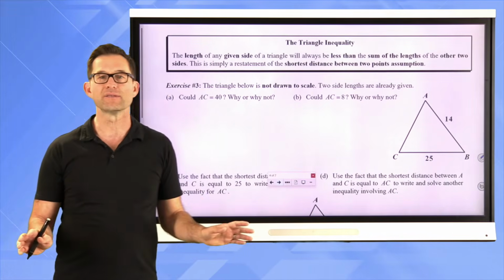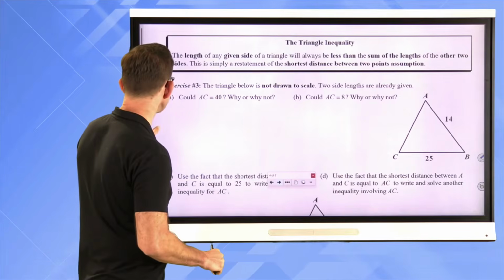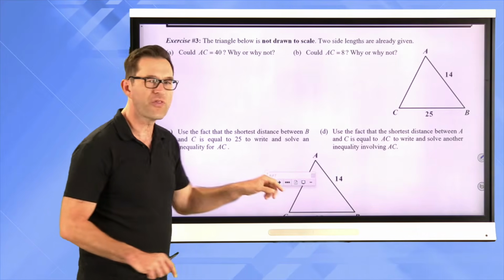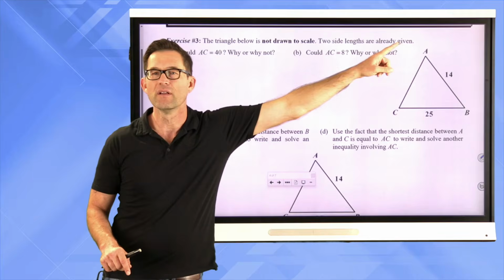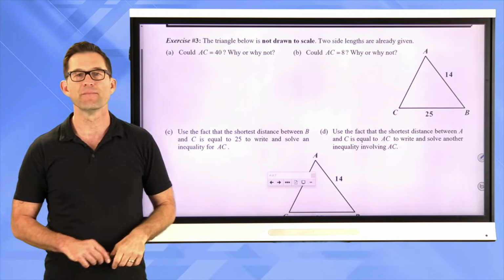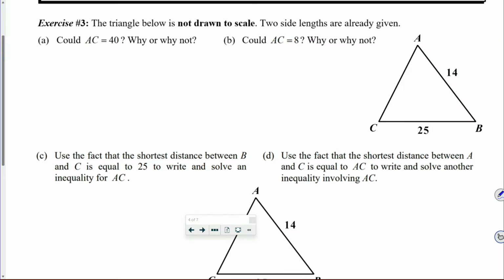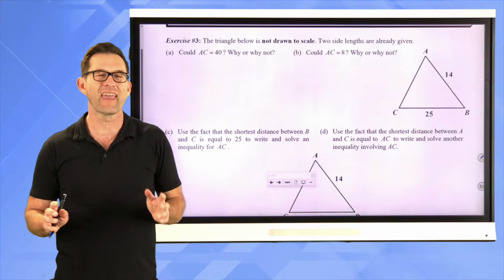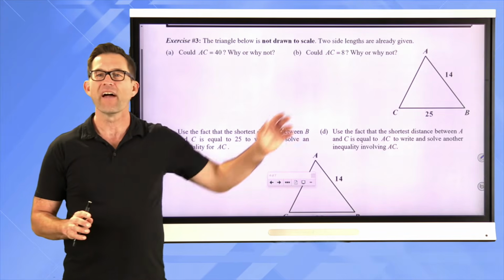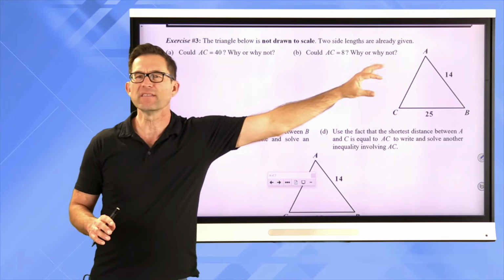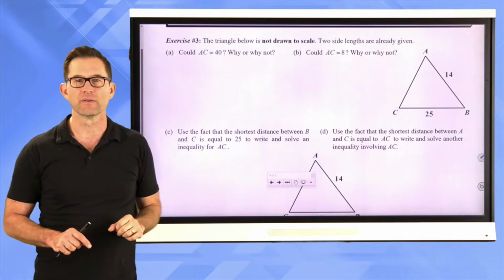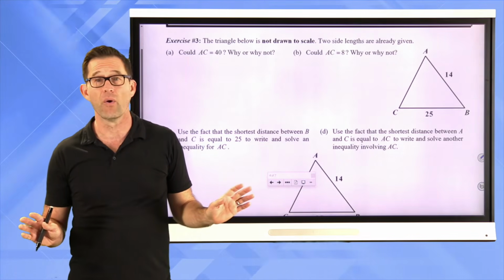That's all it is. So let's take a look at exercise number 3, where we think about the possible lengths of side AC. The triangle below is not drawn to scale. That's really key. Not drawn to scale means that you can't base how big length AC is on other stuff that you see in the picture. But the triangle inequality is still going to hold.